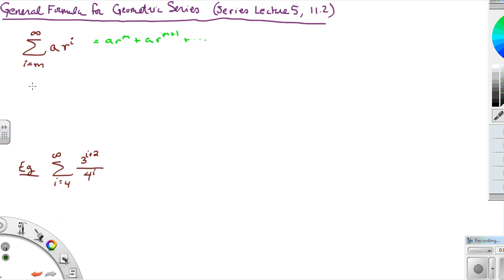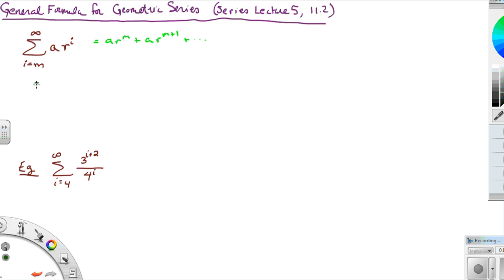So last video, we did an example where we started from the sum from i equals 1 to infinity of 1 over 3 to the i, I think it was. And you notice in the second approach, we changed the index of summation. And that's really the easiest way here to come up with a general formula. So that's what we're going to do.